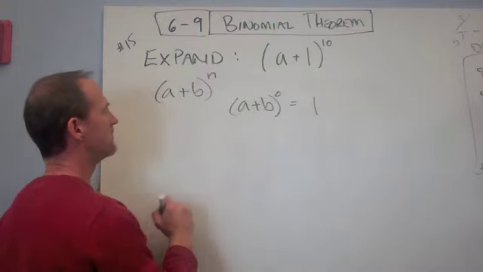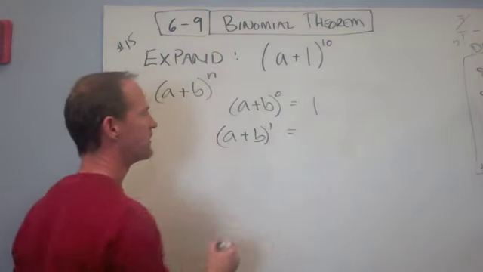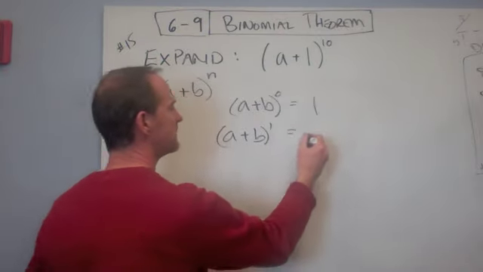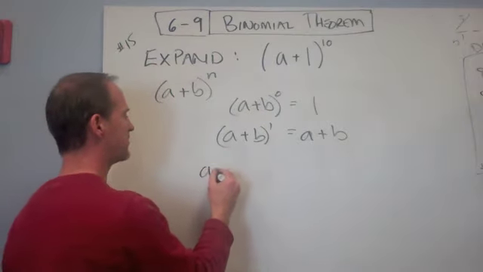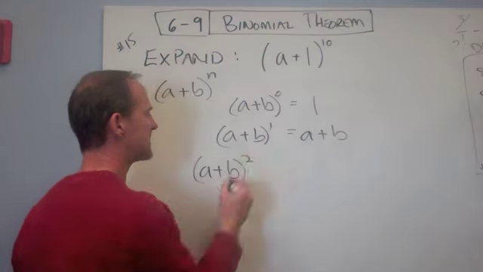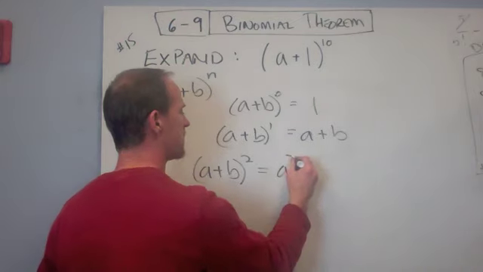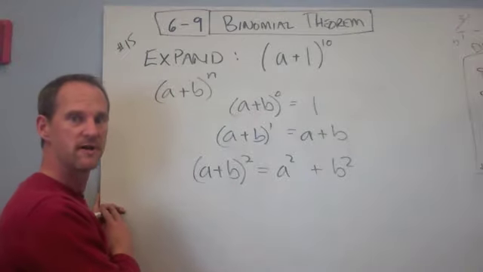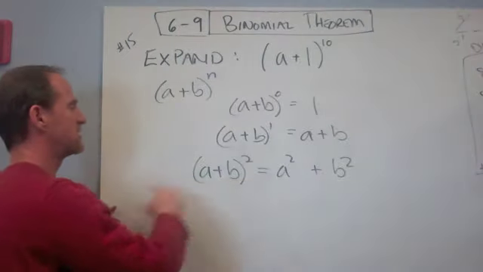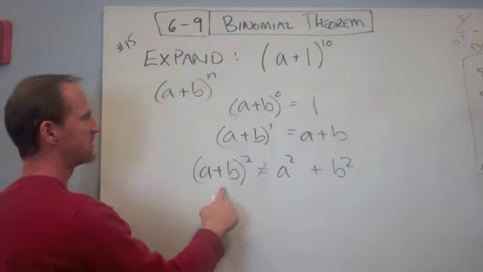So the next would be then a plus b to the first. Well, anything to the first power is just itself, so that's going to be a plus b. Next would be a plus b to the second, okay? Well, if you think it's a squared plus b squared, just get really close to your monitor, because I'm going to come over and pop you one. There you go, because we've done this a million times, and this is not a squared plus b squared. You've got to FOIL this out, all right?